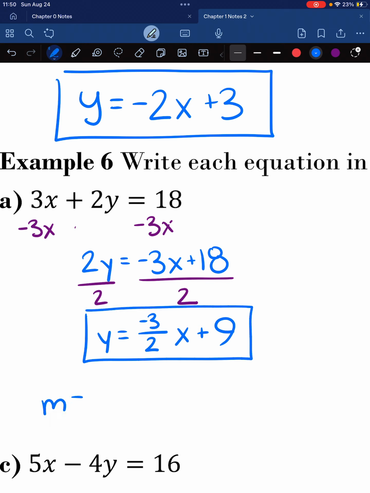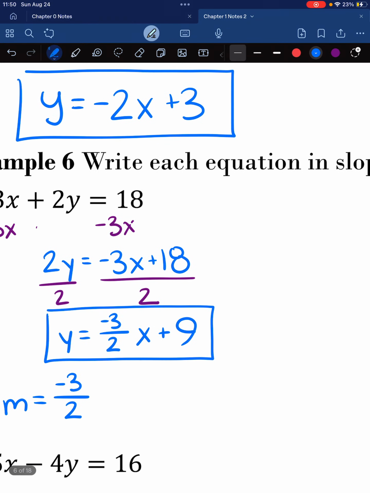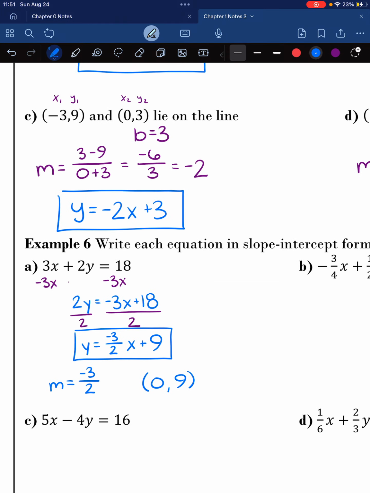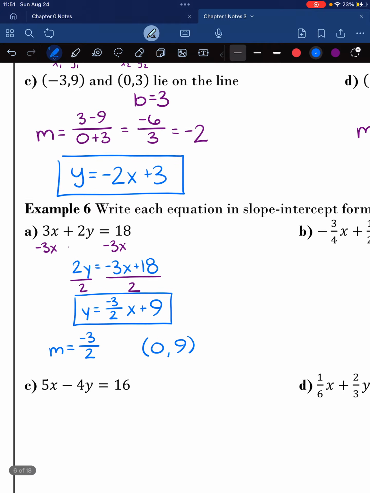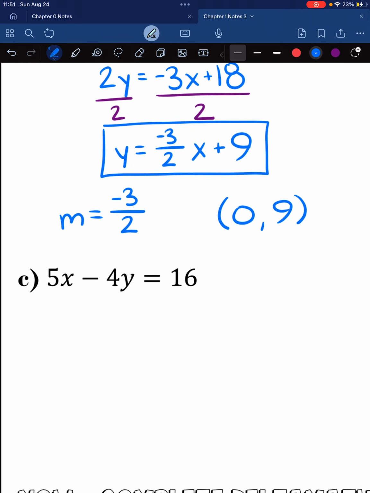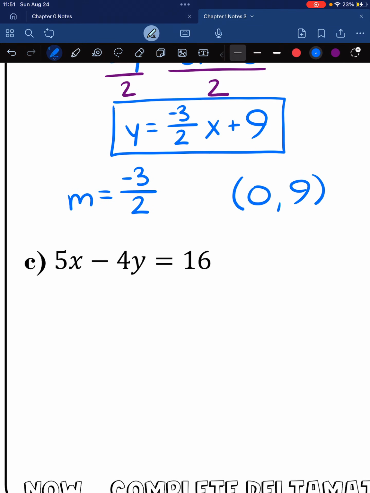Task number 2 is to name the slope. And careful with the y-intercept. It's tempting to just say b equals 9. But remember that we want to format my y-intercept as a point, (0, 9) is the best way to write that. Okay, I'm going to go ahead and skip to C, and then we'll talk about B and D next.